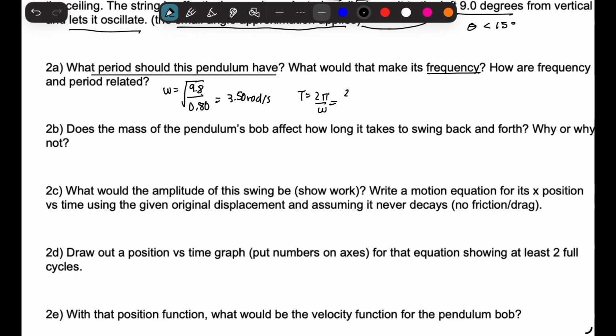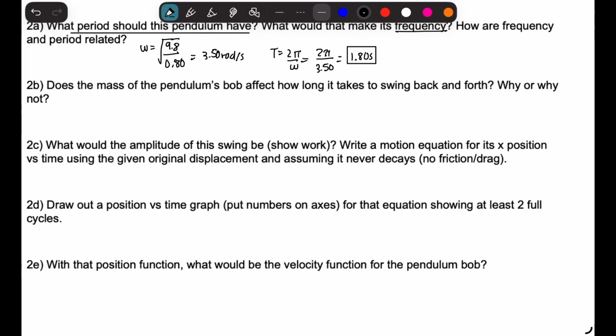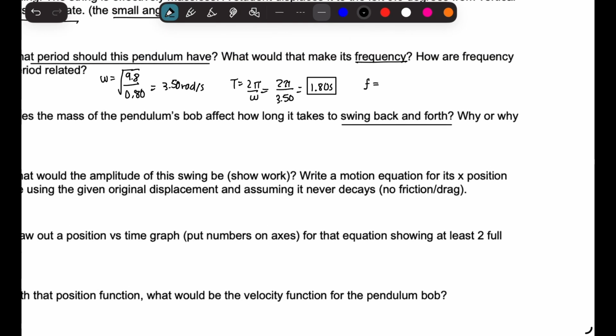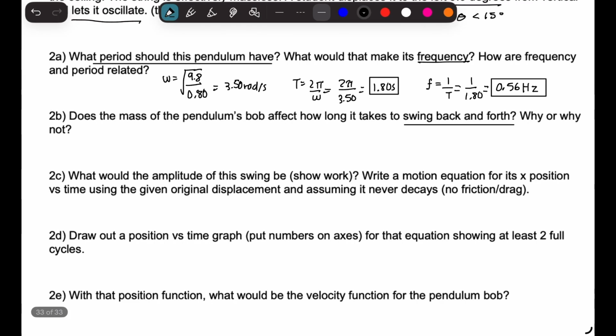So that's 6.283, 2 pi, divided by 3.50. That's 1.80 seconds. Does the mass of the pendulum's bob affect how long it takes to swing back and forth? Why or why not? Oh, we need the frequency. So that's 1 over t. It's the reciprocal. 1 over 1.80, that's 0.56 hertz. That's the units for frequency. And period is measured in seconds because it's time.